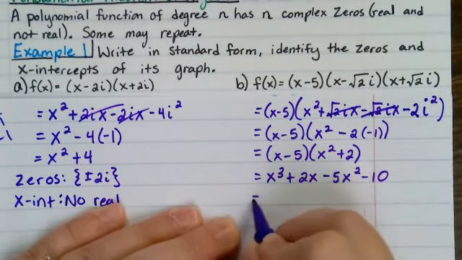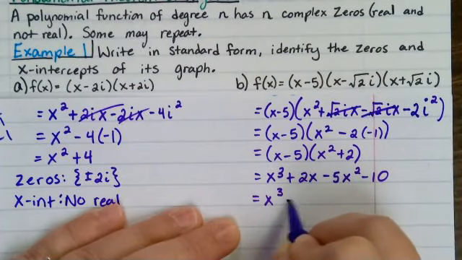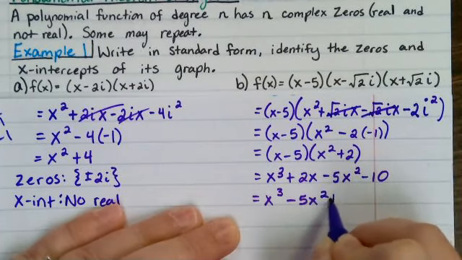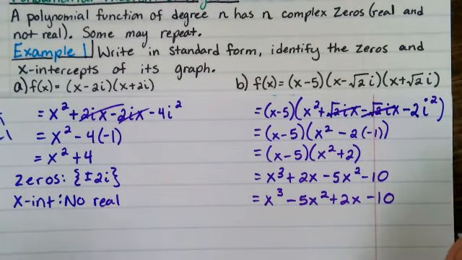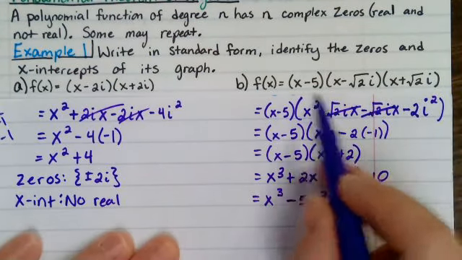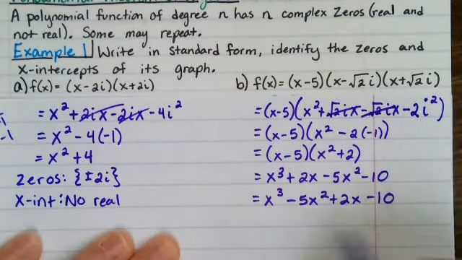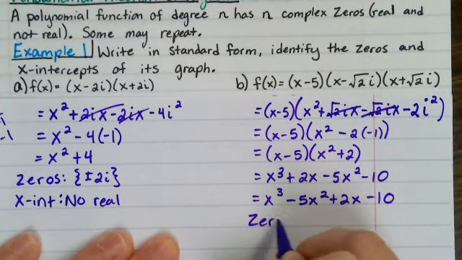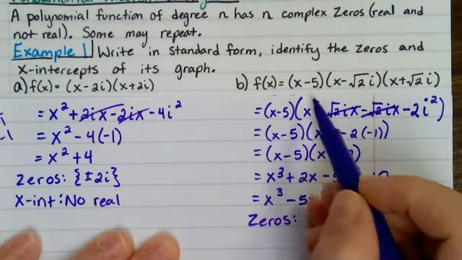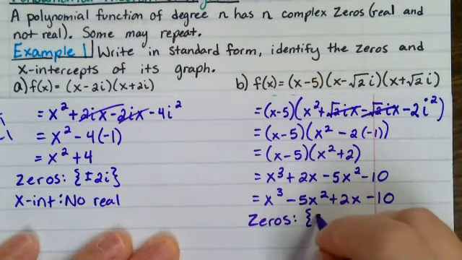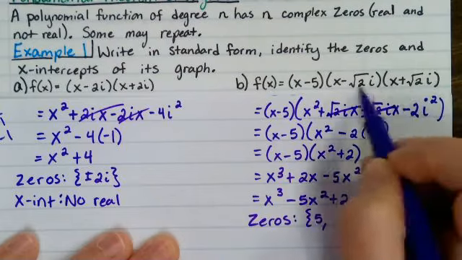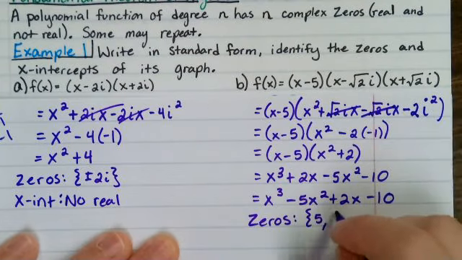I'm going to rearrange this into standard form. And then we've got it. They said write in standard form. We did it. Now they said to identify the zeros. We'll go back to my original thing. That really shows me where my zeros are. Okay, my zeros were at the opposite of this guy, so 5. Then we also had the plus and minus square root of 2i.